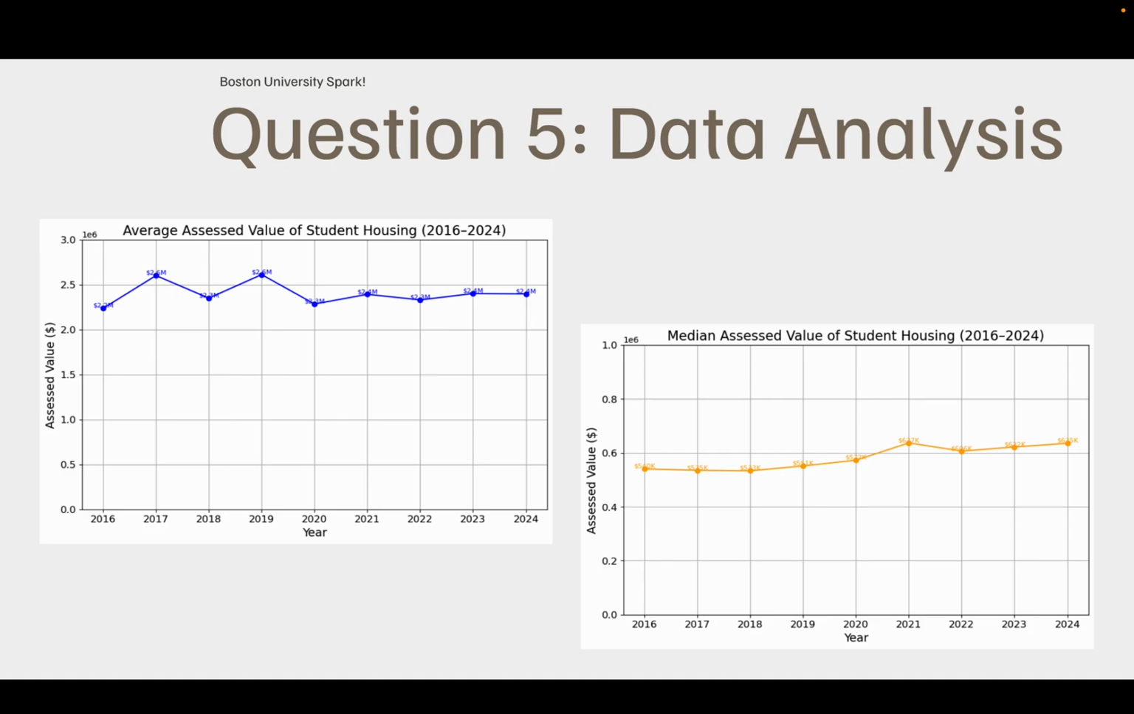From 2016 to 2024, the average asset value of student housing is between 2.3 million and 2.6 million, showing overall stability. But when we looked at the median values, they rose more modestly from 540K to 635K. This growing gap between average and median suggests a small number of ultra expensive properties are pulling the average up. Most student housing, in contrast, experienced only gradual increases. This shows why both metrics, mean and median, are necessary to capture the market dynamics.